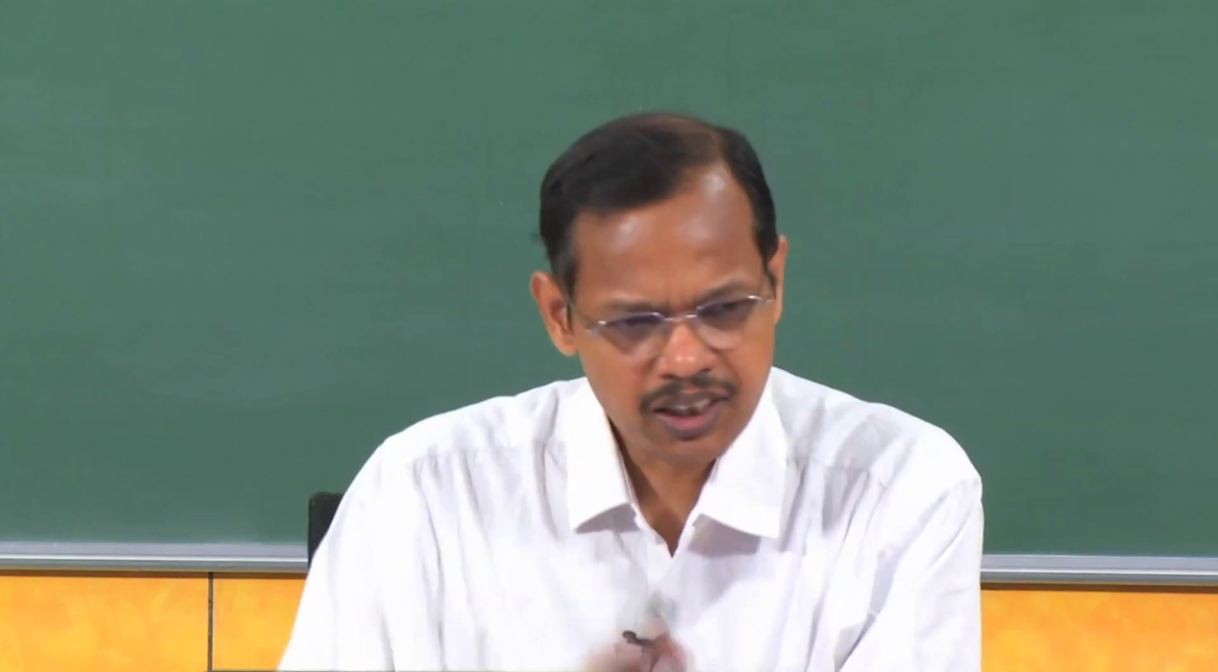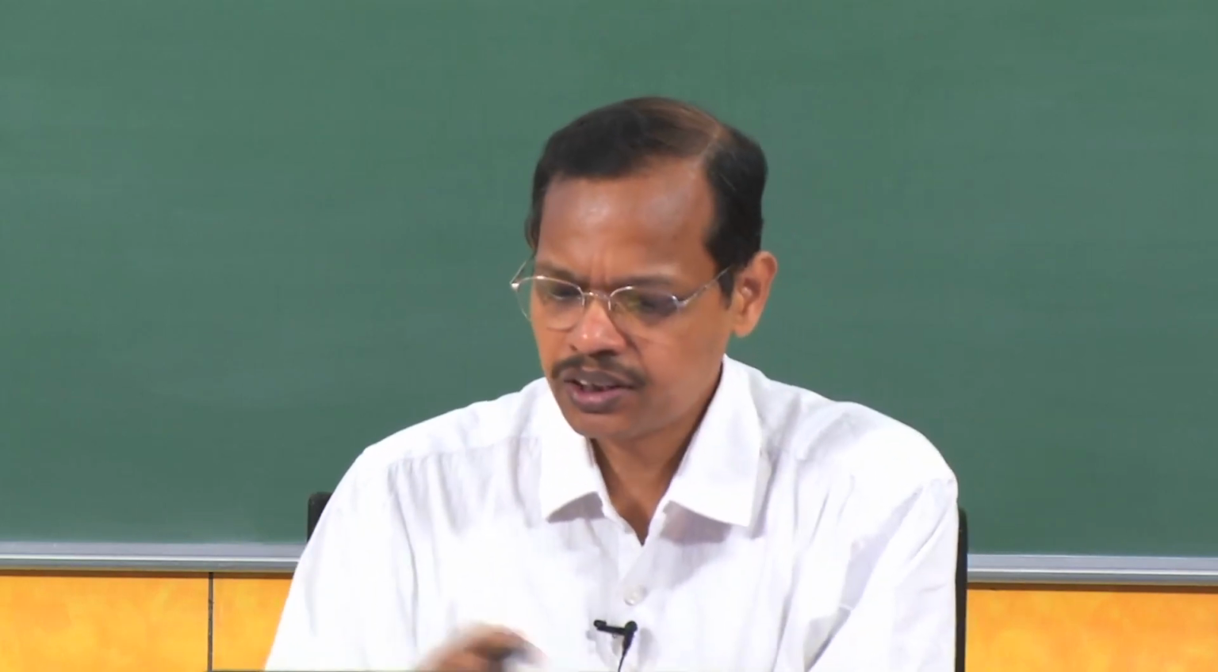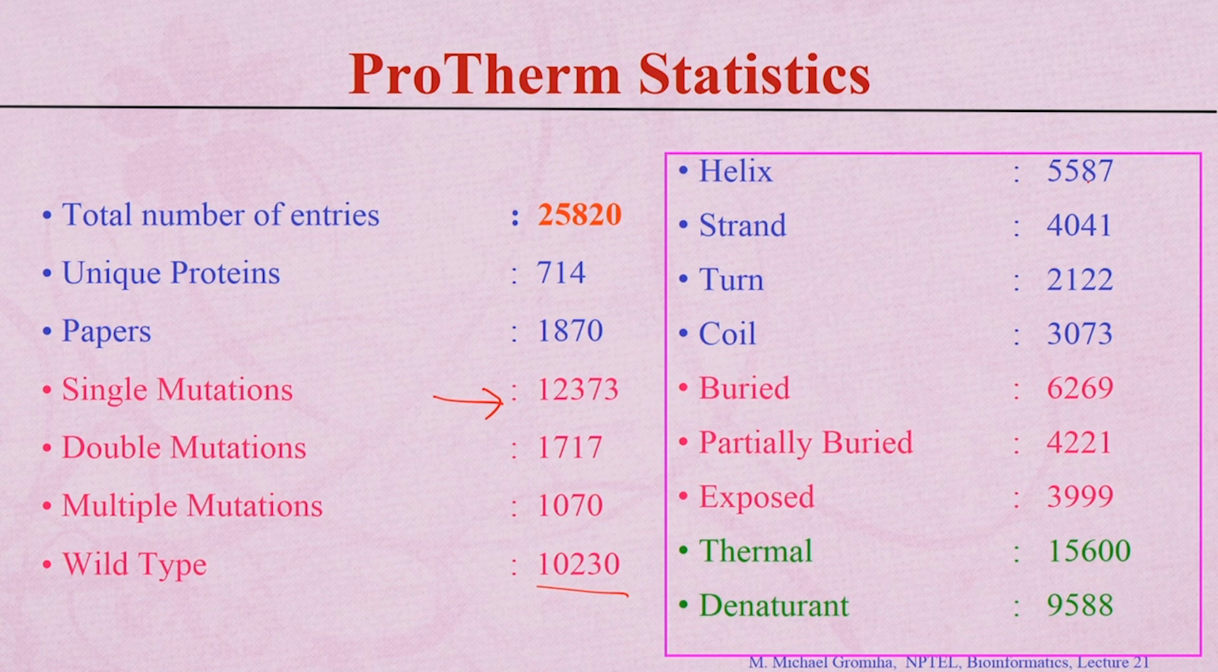So, we look at the secondary structures. You can see that most of them are helix followed by strand, and you also have a sufficient number of mutations in the turn and coil. You can use this information to understand the factors which influence stability in helix and strand, whether they are the same or different. You can carry out this analysis.